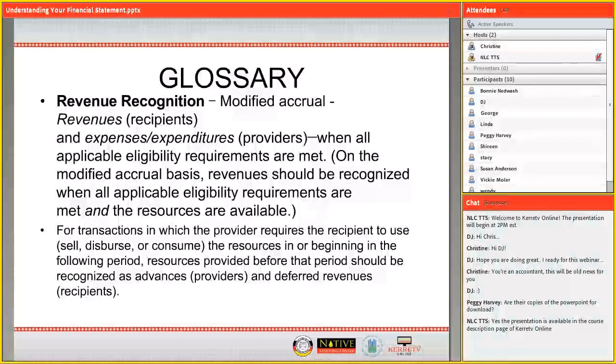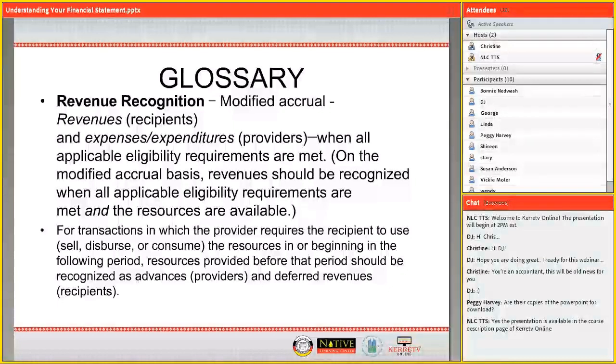For transactions that require the recipient to use the resources in or beginning in the following period, resources provided before that should be recognized as advances. Okay, let's make that really simple. If you get to draw your grant down in advance, you will have a deferred revenue, and that is a liability because it's not your money until you spend it the way the grantor has said you have to spend it.